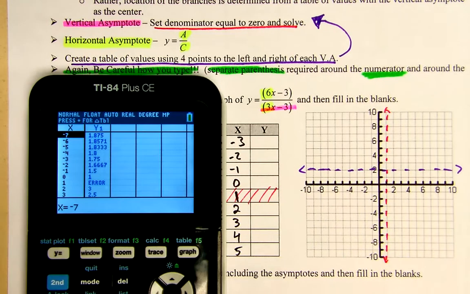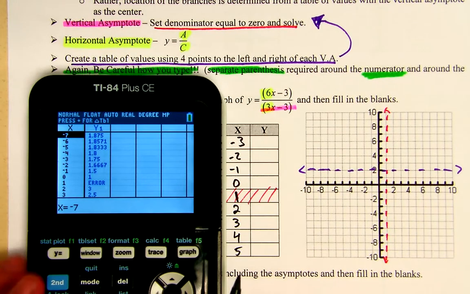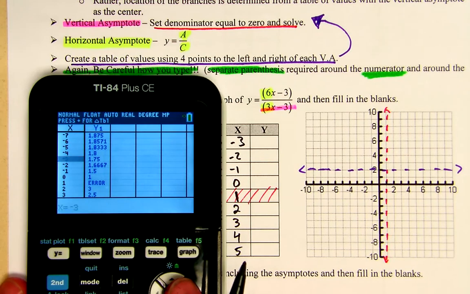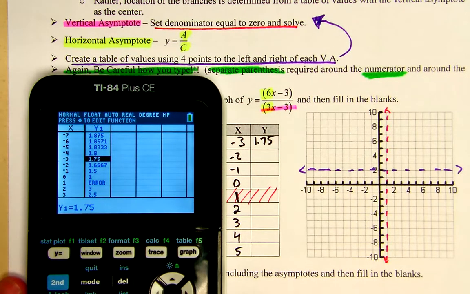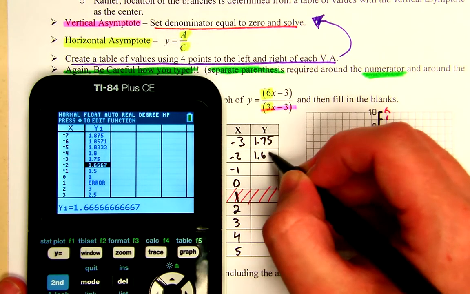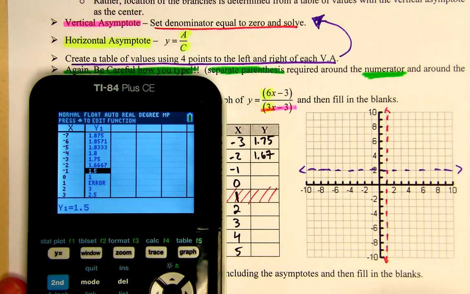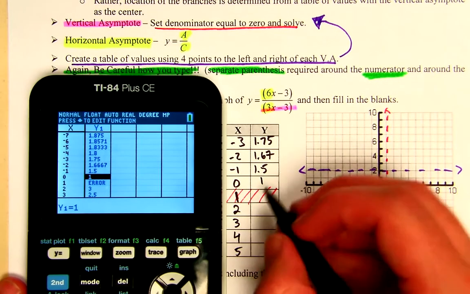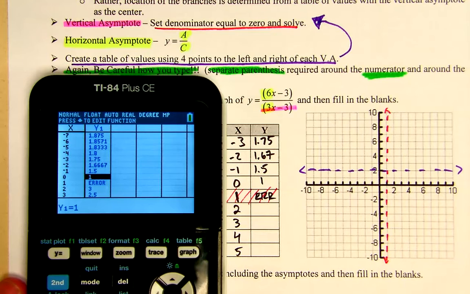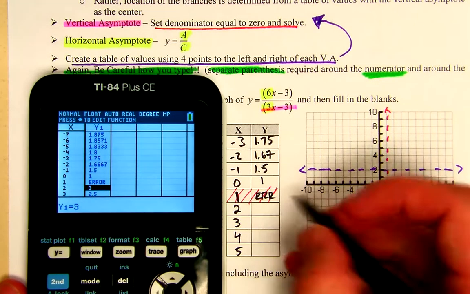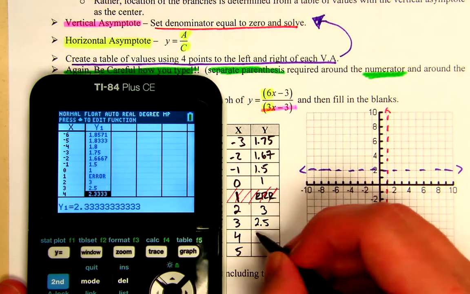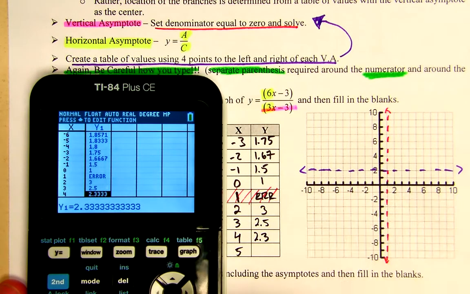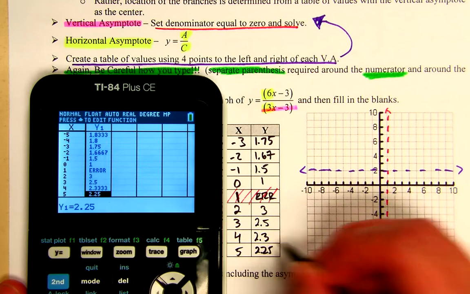Let's put in our table, the second table, so second graph. I started at -3, so I'm going to arrow to -3, and I've got 1.75. Then I've got 1.67, 1.5, 1. And again, you see that little error, so that's why I'm not using this point, because it can't hit it. Then 3, 2.5, 2.33. So 2.3 is fine enough, and 2.25.